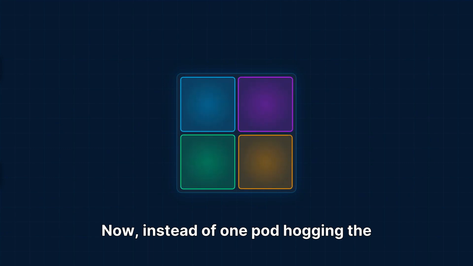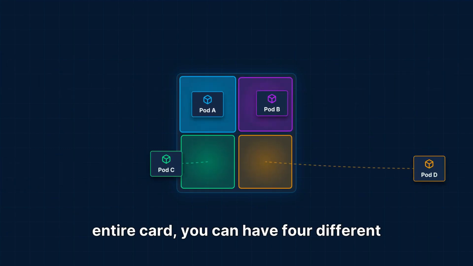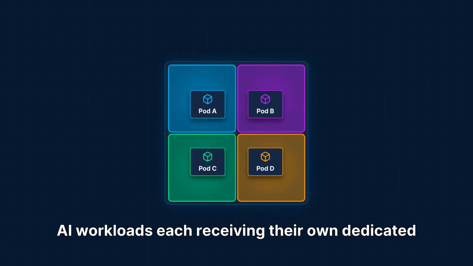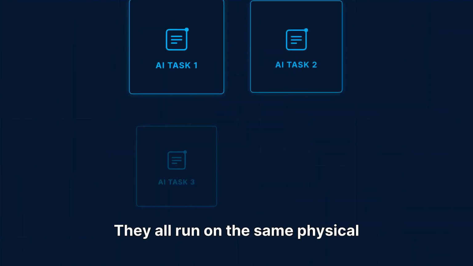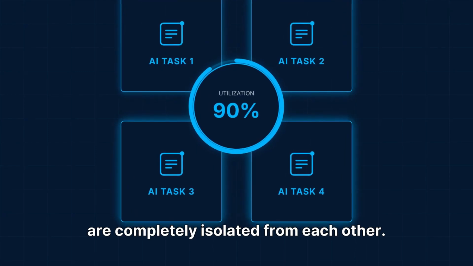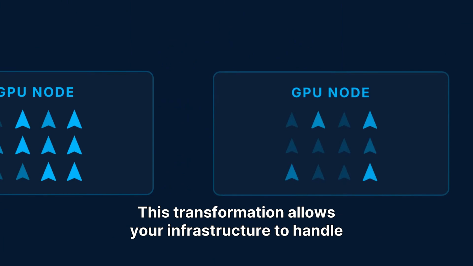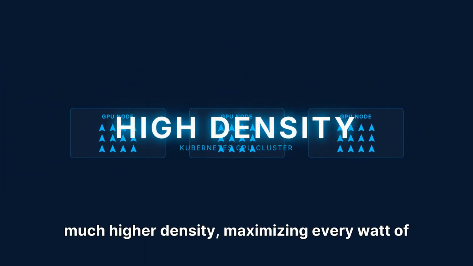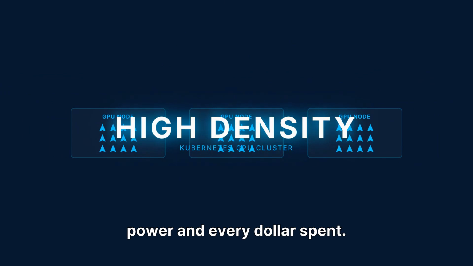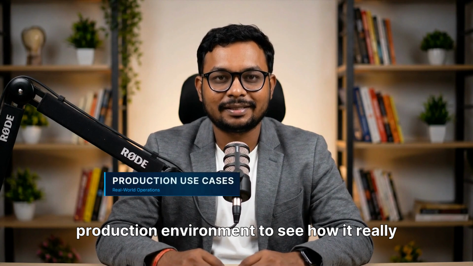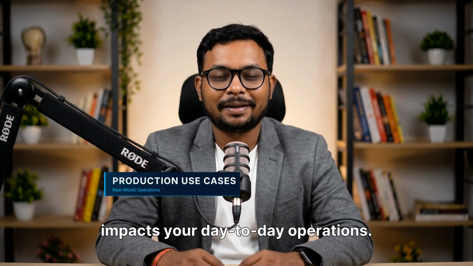Now, instead of one pod hogging the entire card, you can have four different AI workloads, each receiving their own dedicated slice. They all run on the same physical hardware at the same time, but they are completely isolated from each other. This transformation allows your infrastructure to handle much higher density, maximizing every watt of power and every dollar spent.